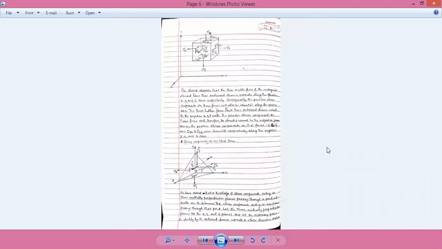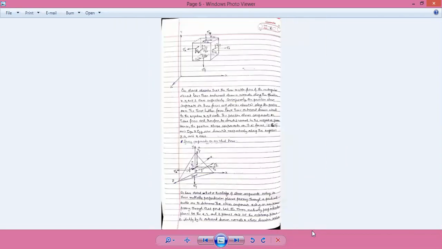Now let us go through the stress components on an arbitrary plane. What is this? We have again the three-dimensional axes x, y, z. We have stated that a knowledge of the stress components acting on three mutually perpendicular planes through a point will enable one to determine the stress components acting on any plane passing through that point.